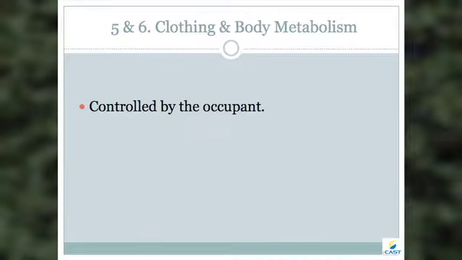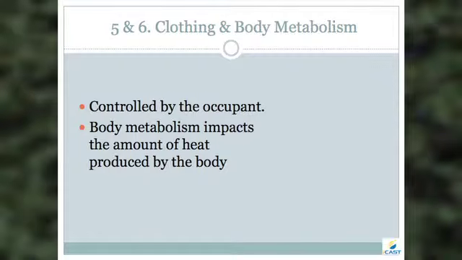What's unique about these last two factors, clothing and body metabolism? These are two things that the homeowner has direct influence over. The building occupant has direct control, or the most influence anyway, over these two things, the clothing and the metabolism. Body metabolism impacts the amount of heat produced by the body. Okay, somebody with a fast metabolism generates more heat than somebody with a slow metabolism.